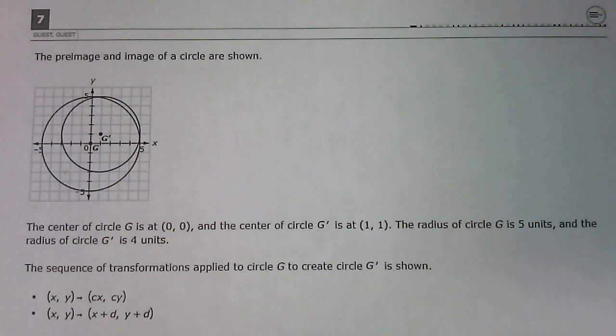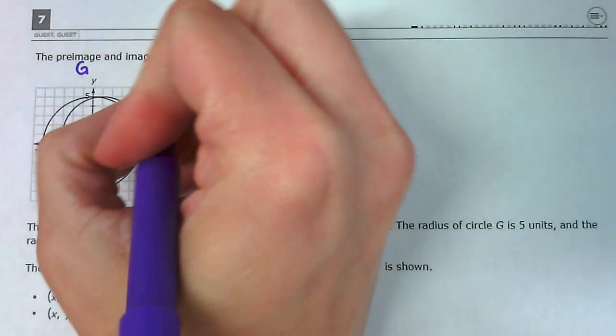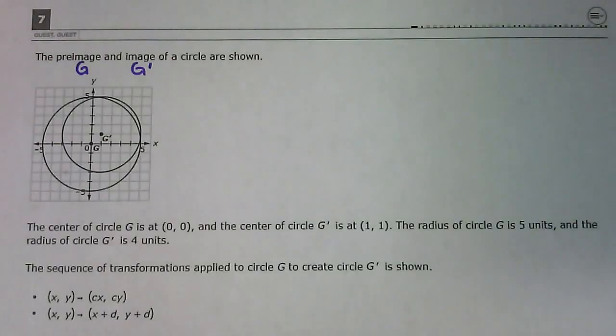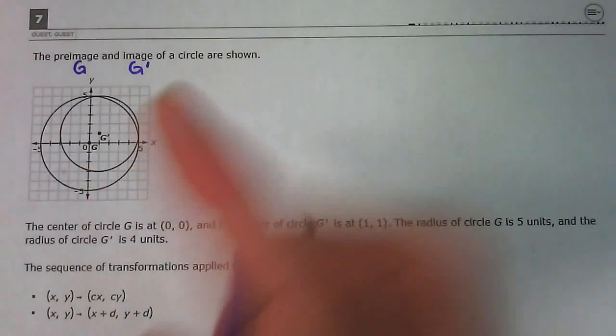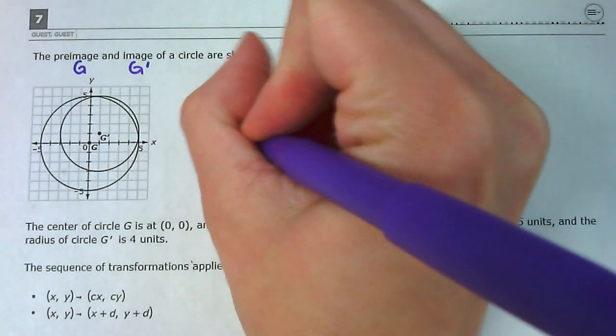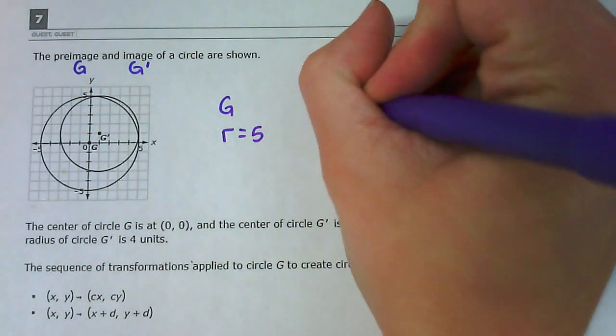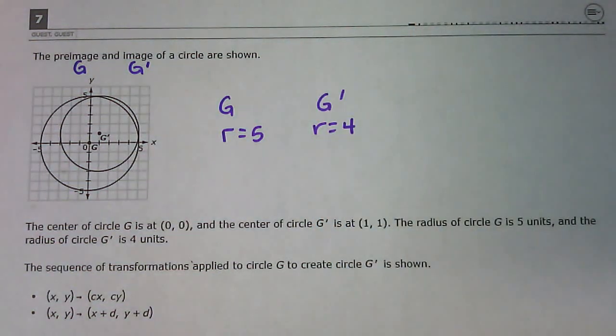All right, here we have two circles. Circle G is centered at (0, 0), and the center of circle G prime is at (1, 1). Some important things to note: this is G and this is G prime. The radius of circle G is 5 units, and the radius of circle G prime is 4 units. So G is 5, G prime is 4.